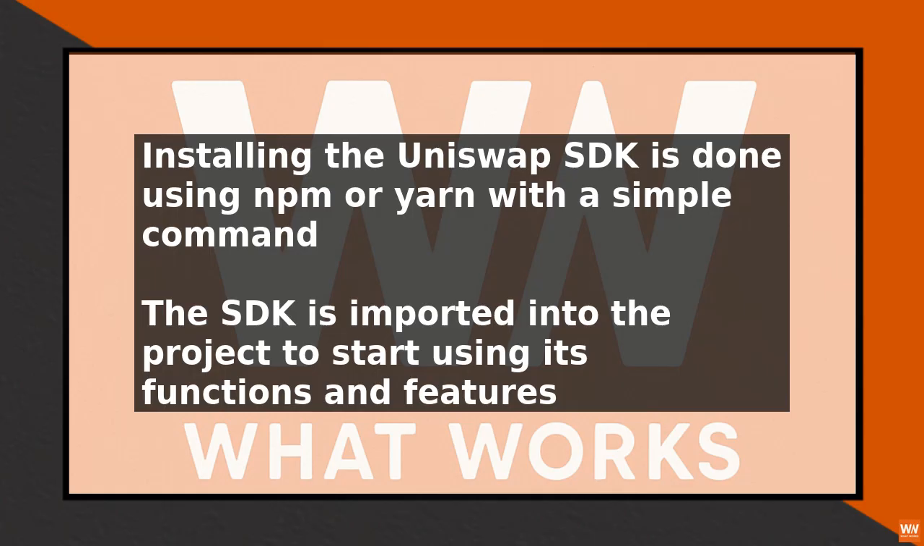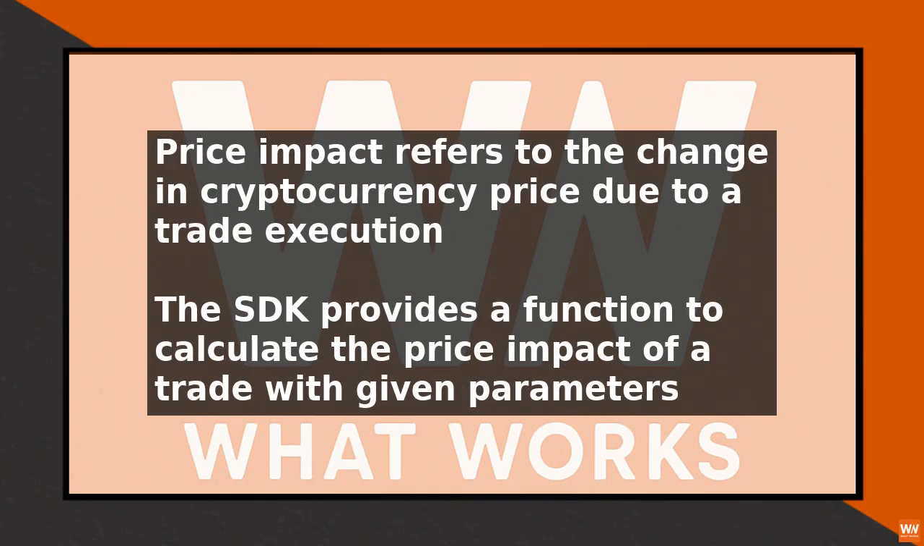To calculate the price impact, you need to provide the SDK with the necessary parameters such as the token pair, the amount of tokens to be traded, and the type of trade. The SDK will then return the expected price impact of the trade, which can be used to determine the expected price of the trade.